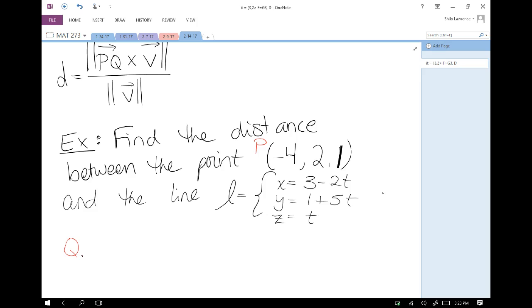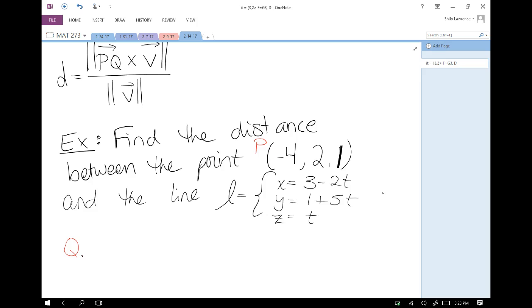We could use the constants from the parametric equations as a point on the line, because that's how we set up parametric equations, with a point on the line and the direction vector. So what are the constants in those parametric equations? 3, 1, and 0. So that's one way you can do it. Or you can pick any value of t to plug in. You can say, I'm going to let t equal 2 and plug in t equals 2 and see what your x, y, and z are. And that's another point on the line.